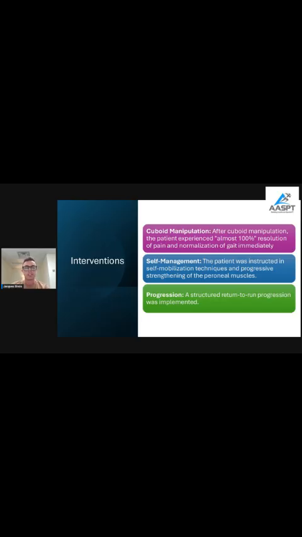The patient continued to do self-mobilization techniques at the tarsal joints, trying to increase mobility at the cuboid, and worked on their peroneal strengthening as well. And then they did not return to running right away, as they had already progressed with increased volume and intensity prior to the injury, and were continuing to throughout the injury. So they followed a structured return to run progression, starting with a little bit lower volume.